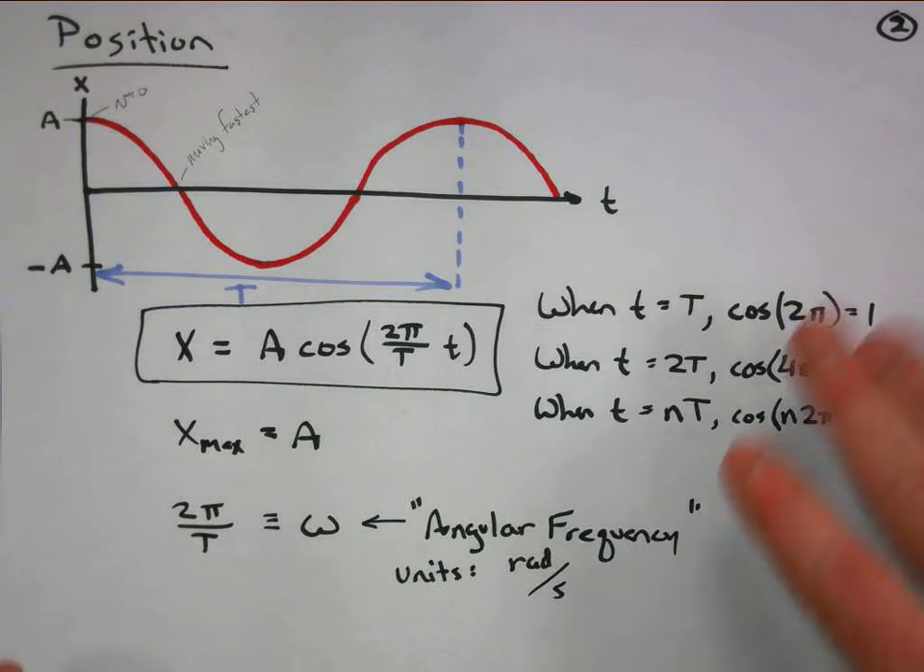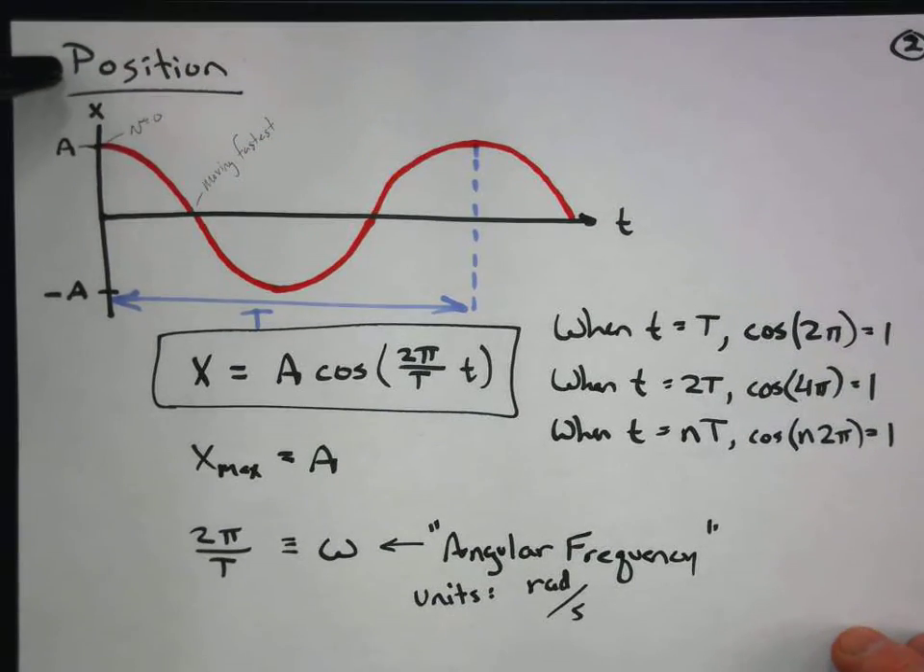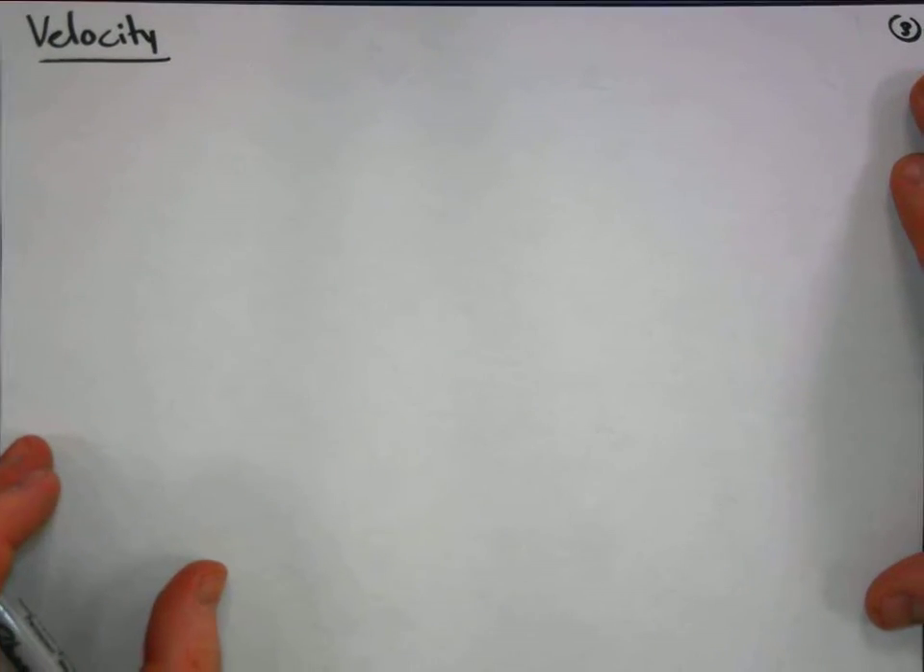We can handle this. The next step, of course, we looked at position. The next step was going to be velocity. Let's check that out. Trying to keep the pace moving for you guys here. So, how can we describe the velocity of this mass on the spring?